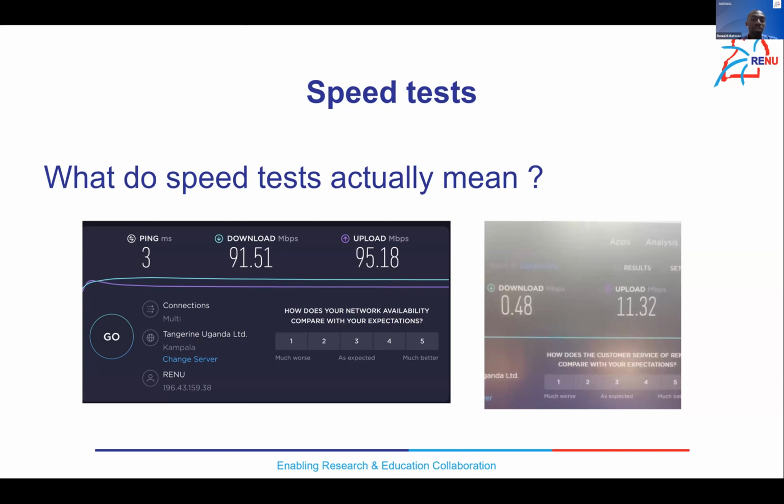But possibly Renu says that within the Renu network, especially within Kampala, you can do up to 1 gig, you know. But for you, when you test, you can only stop at 91. So are your equipment or your cables able to push the traffic that you want? Now, speed tests are run.